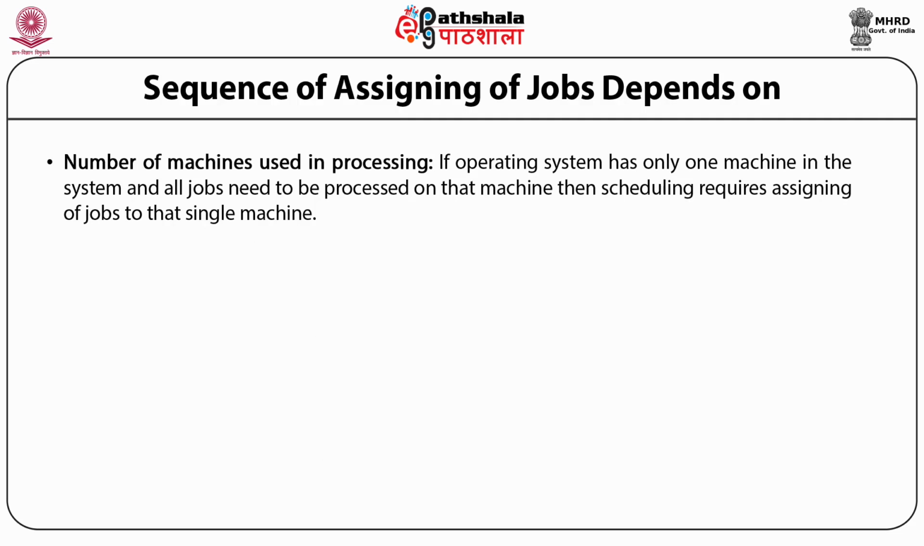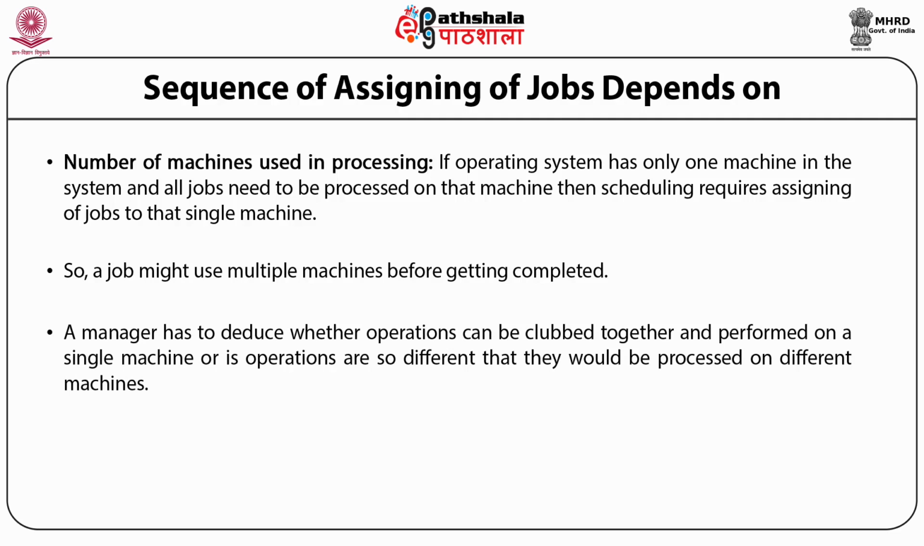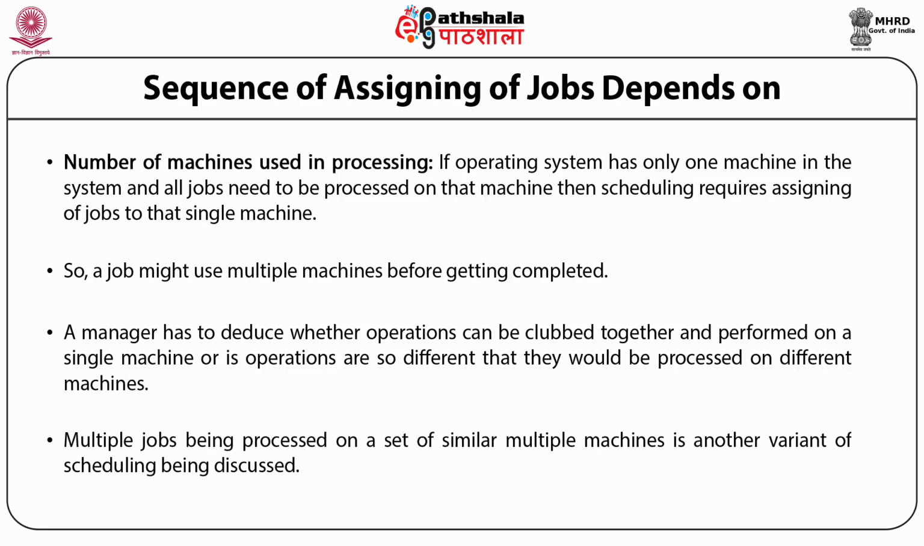If the operating system has only one machine and all jobs need to be processed on that machine, then scheduling requires assigning of jobs to that single machine. But generally, one machine cannot carry out all operations. So a job might use multiple machines before getting completed. A manager has to deduce whether operations can be clubbed together and performed on a single machine, or whether operations are so different that they would be processed on different machines. Multiple jobs being processed on a set of similar multiple machines is another variant of scheduling being discussed.